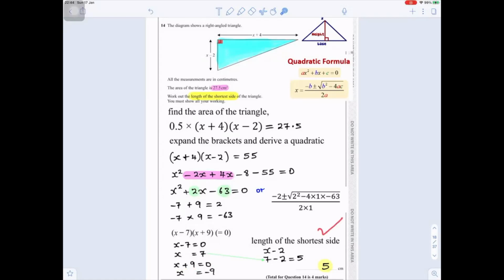So the length of the shortest side is x minus 2. So we would use 7. 7 minus 2 is 5. We do not use minus 9 because length cannot be negative. So the shortest side is x minus 2, and for x, we will use 7. 7 minus 2 will give us 5.